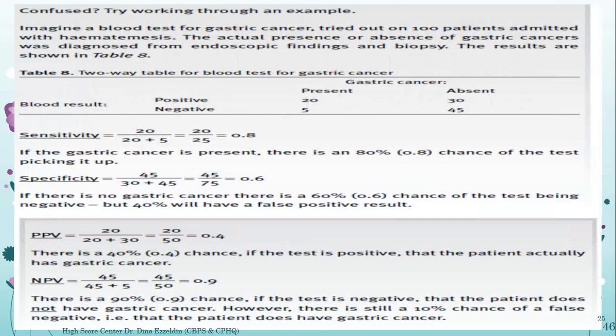This is an example of a case. Imagine a blood test for gastric cancer, tried out on 100 patients admitted with hematemesis. The actual presence or absence of gastric cancer was diagnosed from endoscopic findings and biopsy. The results are shown in the table. Positive by the test, and gastric cancer present or absent. So here, number 20 is the true positive, positive by the test, and in the real, he has the disease. So both of them positive, so it's a true positive. Here, the test gives me the result that it's positive, but he is healthy. He doesn't have the gastric cancer, so it's a false positive.